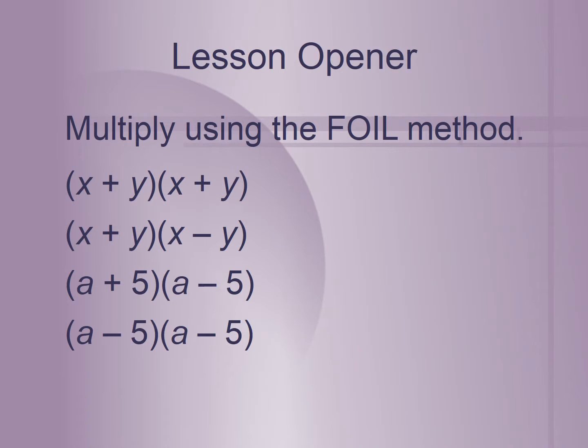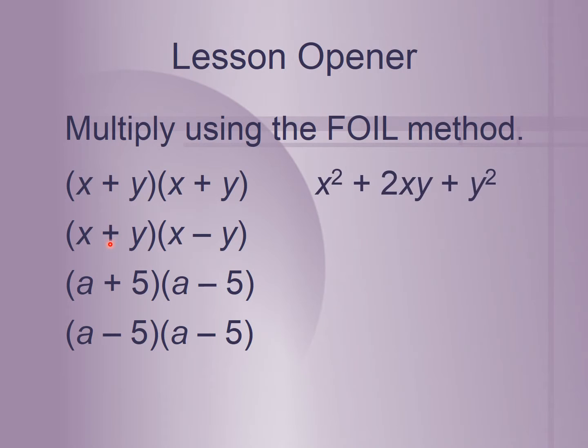I would like you to go ahead and take these 4 problems and multiply the 2 binomials using the FOIL method. So begin with multiplying x plus y times x plus y using the FOIL method. If you did it correctly, you should have gotten x squared plus 2xy plus y squared. If you didn't get it correctly, go ahead and go back to the previous lesson 9.4 and review how to multiply binomials using the FOIL method.